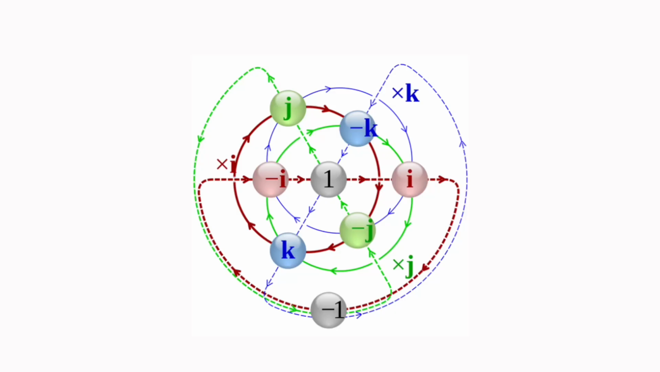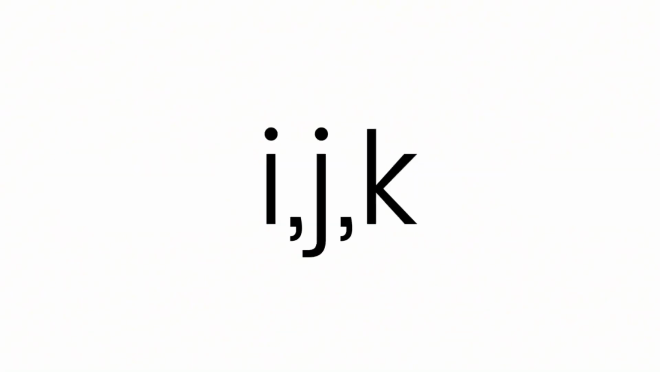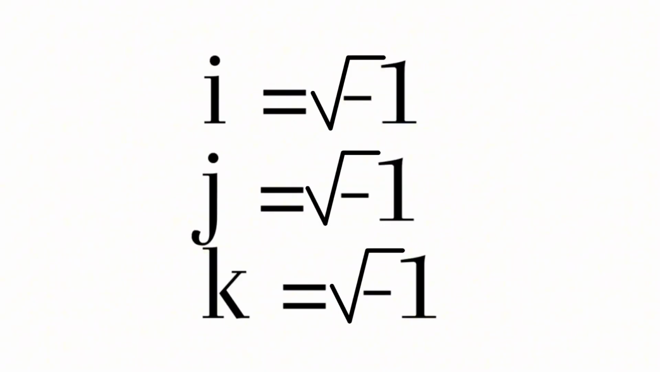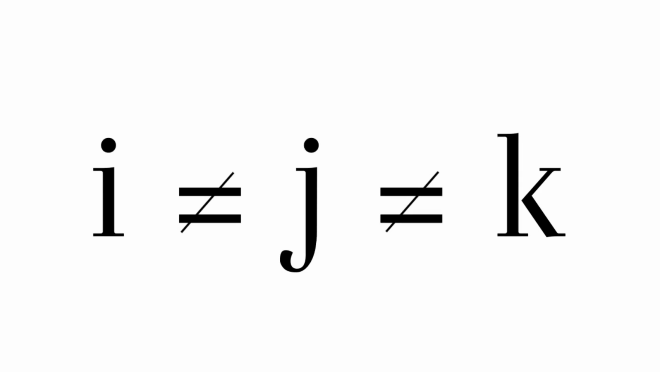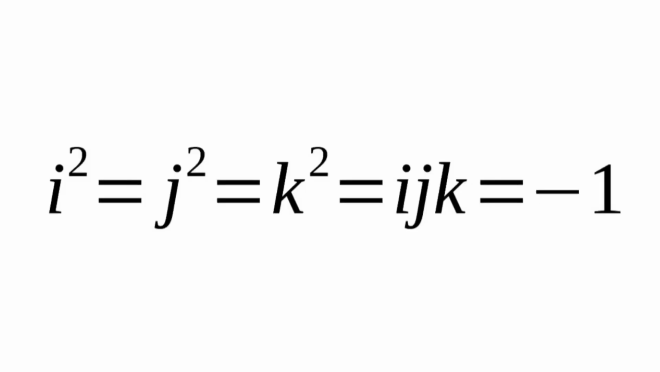They can be represented using 4 units in the way shown here. q equals a plus bi plus cj plus dk. Each of the imaginary units, i, j, and k, are equal to the square root of -1, still completely different numbers. This is similar to how -2 and 2 are both the square root of 4. The equations for quaternions are in the form shown here.